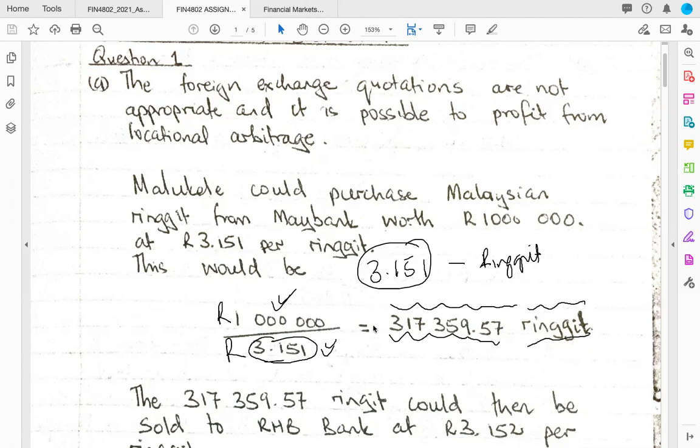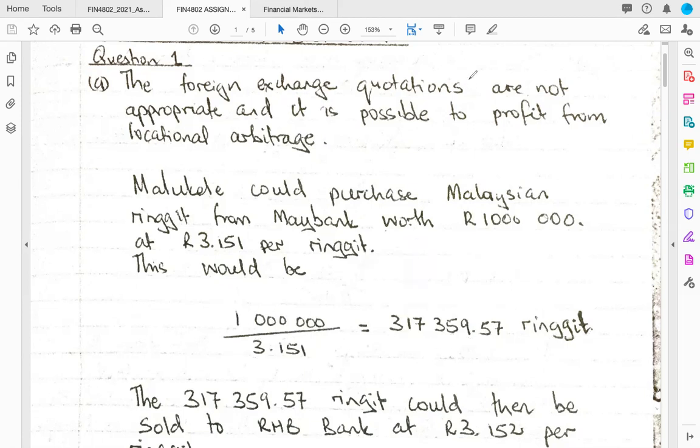Okay, it's simply division. So this company will go to Maybank with 1 million. They'll talk to the Treasury Department or whoever they talk to in the bank, or the Forex Department. And the Forex Department will sell 317,359.57 ringgit in exchange for the 1 million rand. Okay, so these are the amount of ringgits the company will get.